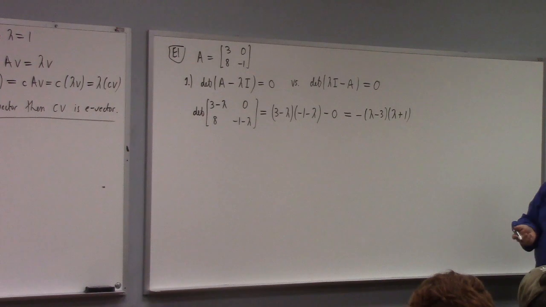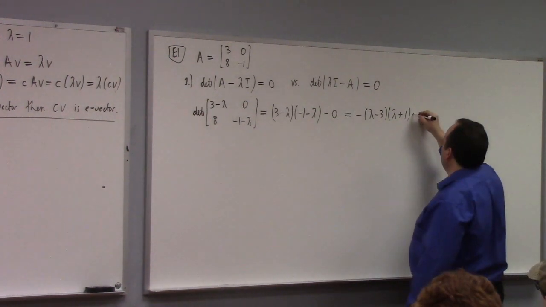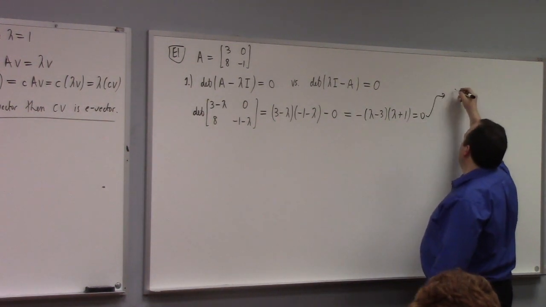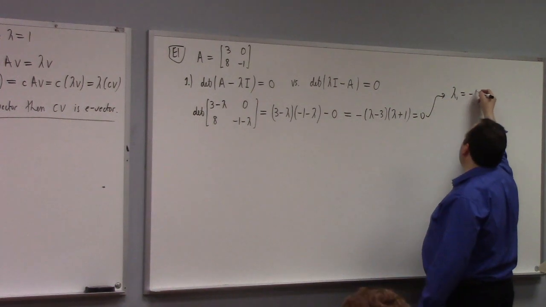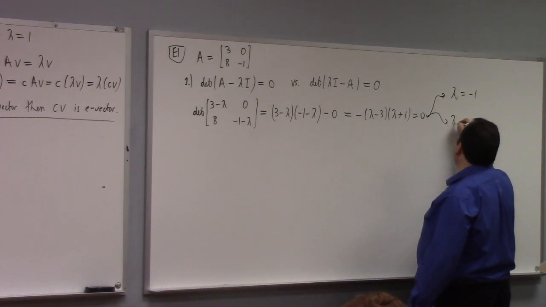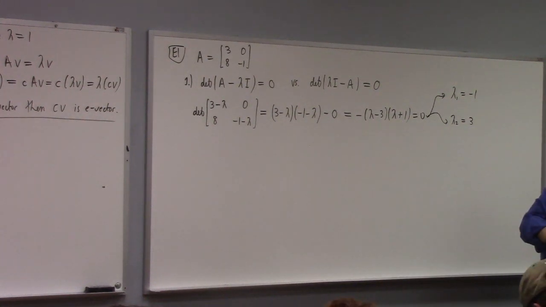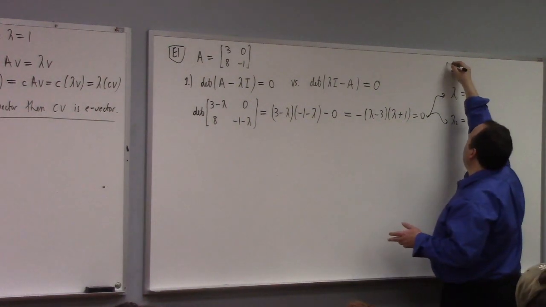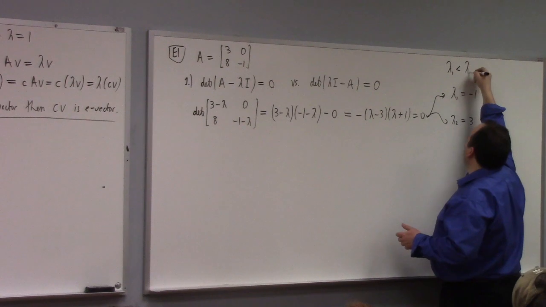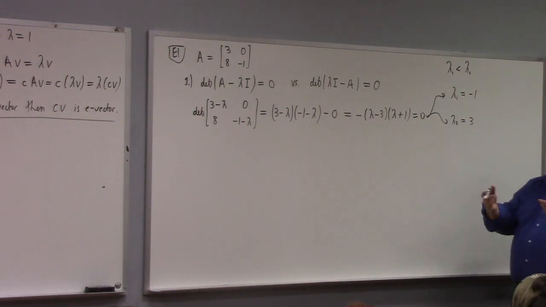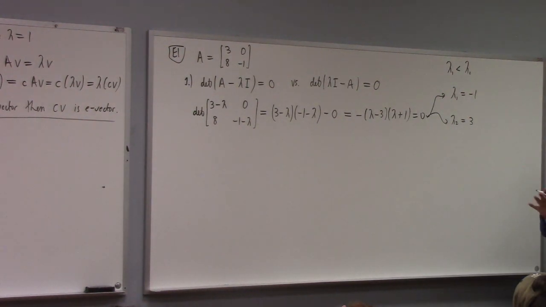So what are my eigenvalues? We get lambda 1 equal to minus 1, and lambda 2 equal to 3. As a general rule of thumb, if we can, it's nice to make lambda 1 less than lambda 2, just to give it an order. That is not a requirement.